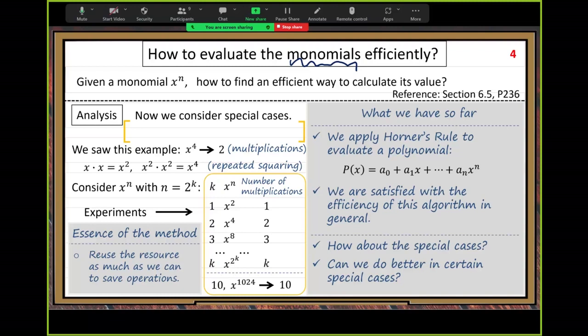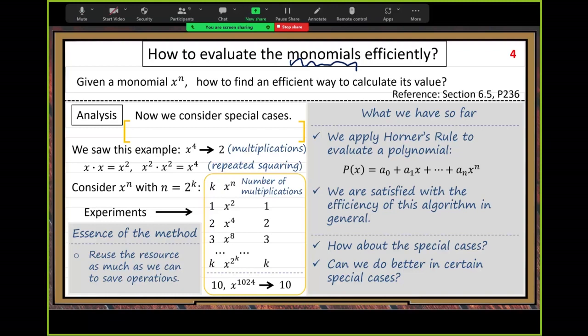Because you already use your resource to do the computation, right? Multiplication is also our resource we use to do the computation. So when you spend a certain number of multiplications, you don't want to waste your resource. So you want to reuse the resource you already have. That's the essence of repeated squaring. Keep using your resource. Do not waste it.